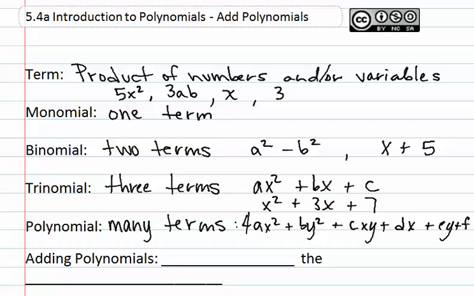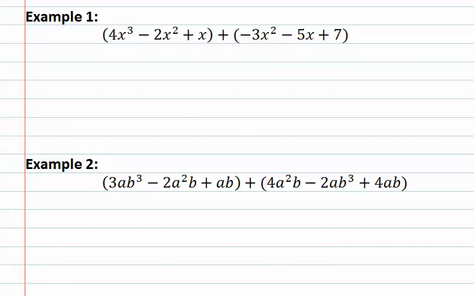Adding polynomials just means that we are going to be combining the like terms. Let's look at the examples. In the first example, we show a trinomial being added to a trinomial.